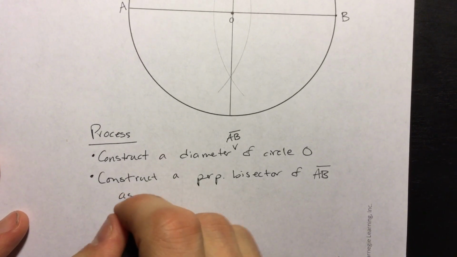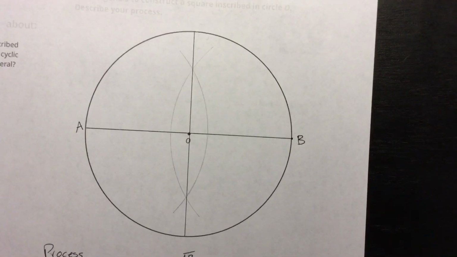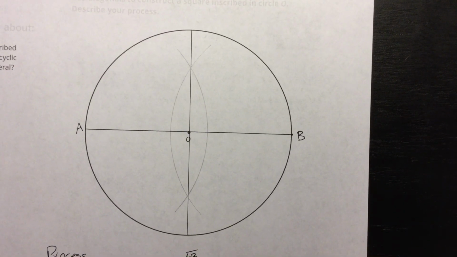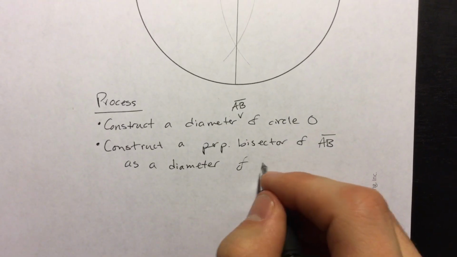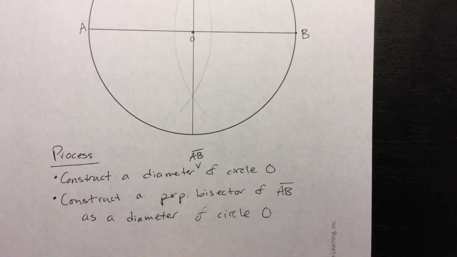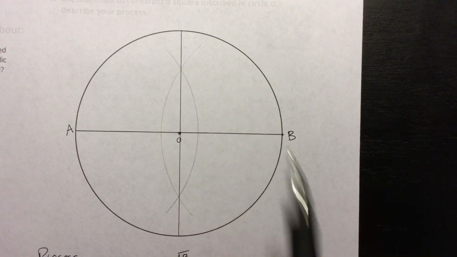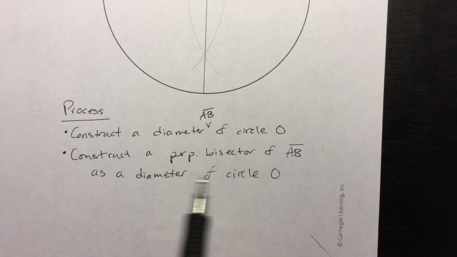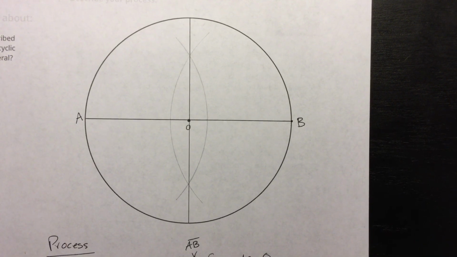as a diameter. I'm just trying to think of the best way to say it. So I constructed this perpendicular bisector, awesome, but then I wanted to say, but I constructed it as a diameter of circle O. And there's probably a better way that you can say that. But I constructed a perpendicular bisector of AB, which I did. That's what these arcs were, right? Perpendicular bisector as a diameter of circle O, which means that I had both endpoints on the circle.